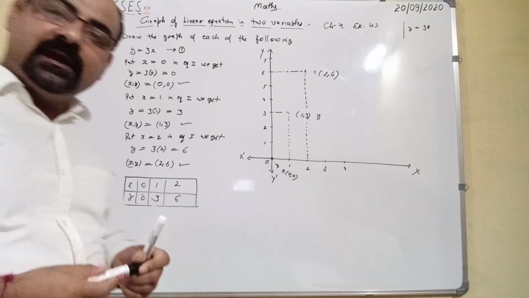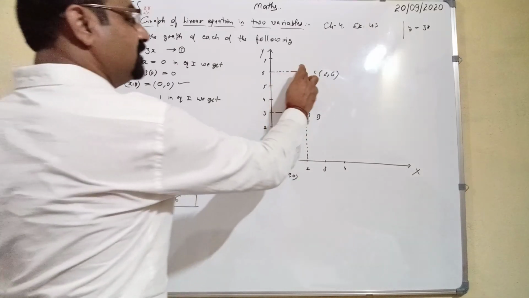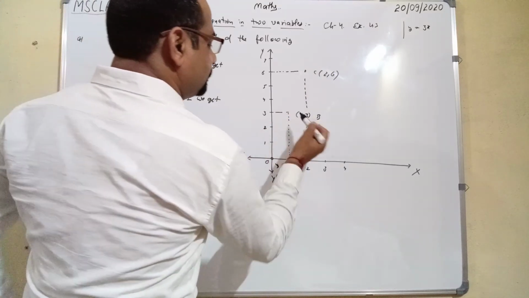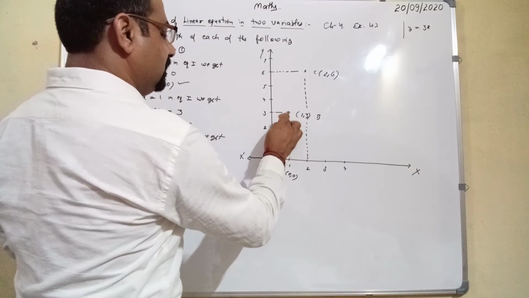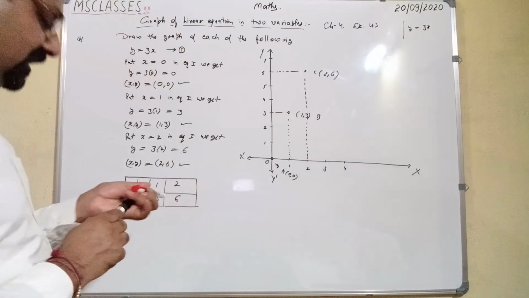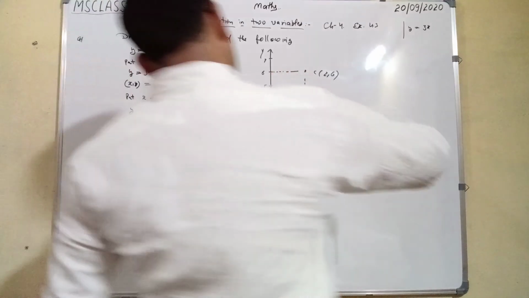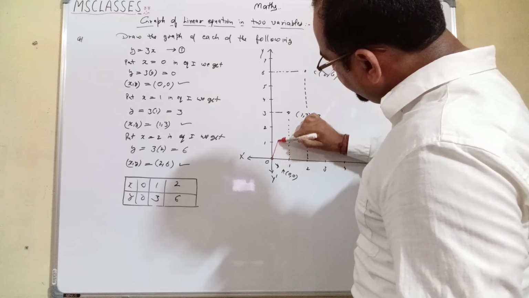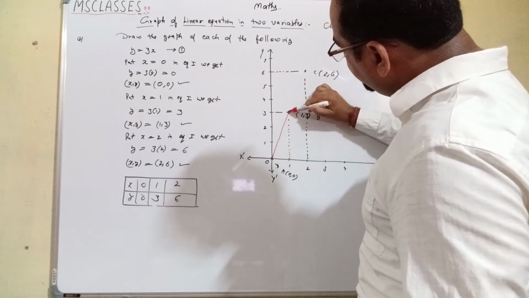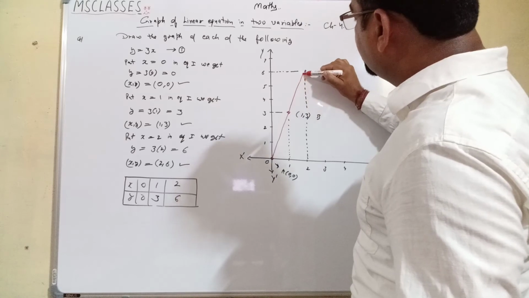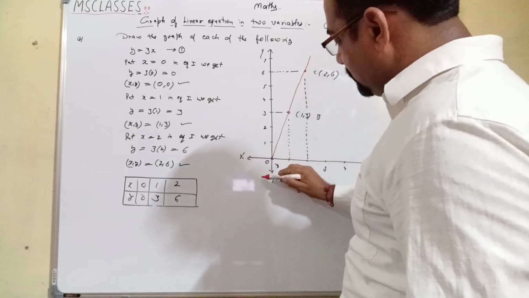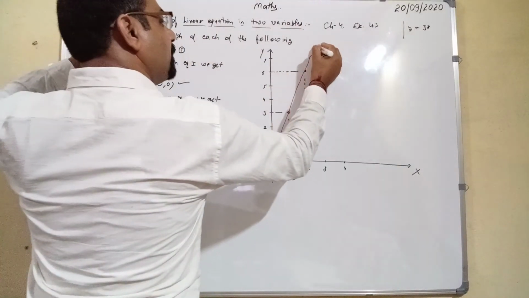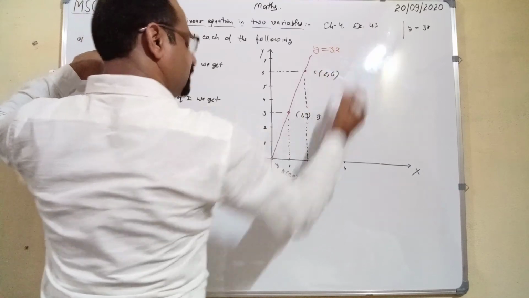Alright. Now guys, you have to join these 3 points. So this is your first point, this is your second point, and this is your origin A, the third point. Now join these 3. Every time these lines will be a straight line. Okay. So this line is the linear equation y is equal to 3x, and this is your solution.